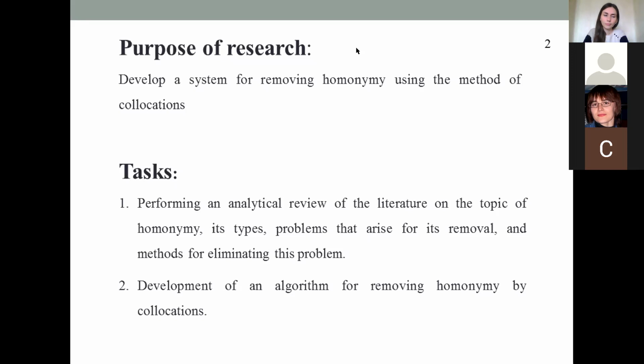To solve this problem, the following tasks were formulated. The first one, performing an analytical review of the literature on the topic of homonymy, its types, problems that arise for its removal, and methods for eliminating this problem. And the second, development of an algorithm for removing homonymy by collocation.